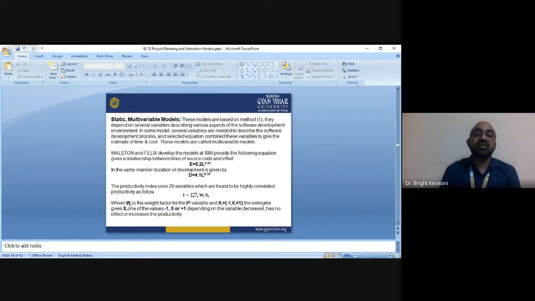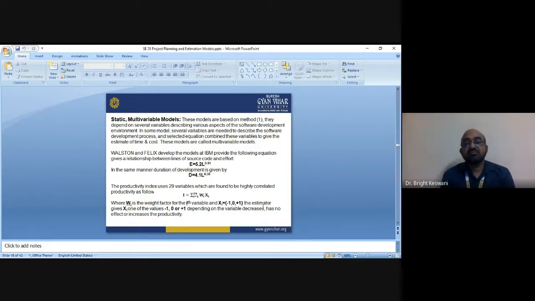Secondly, when we talk about a static multivariable model, though these models are based on method 1, they depend on several variables describing various aspects of the software development environment, and in some models, several variables are needed to describe the software development process. Selected equations combine these variables to give the estimate of time and cost, and these models are called multivariable models. This is the equation given by Walston and Felix, who developed the model at IBM: E = 5.2 L^0.91, and it gives a relationship between the lines of source code and effort.